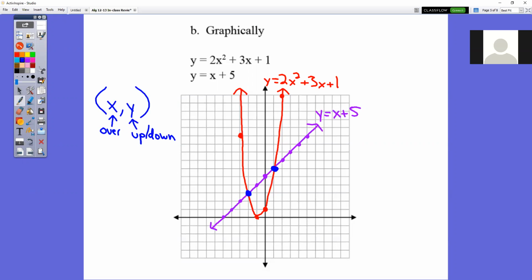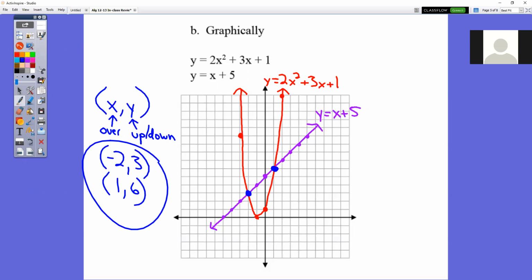They cross right here. This one is over to -2, up to +3. So that's one answer. And the other place that they cross is right here. This is over to 1, up to 6. So you can look at your graph and see it that way. You could go to your table and you would see those coordinates in common with each other, right? You'd see the same number in the table for x equals -2 and x equals 1.